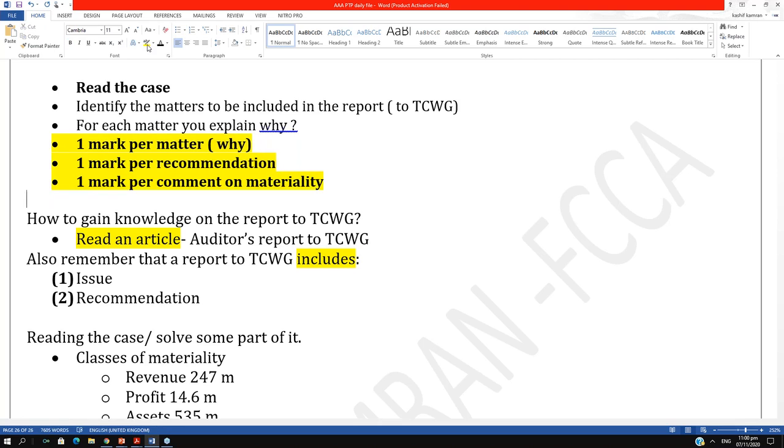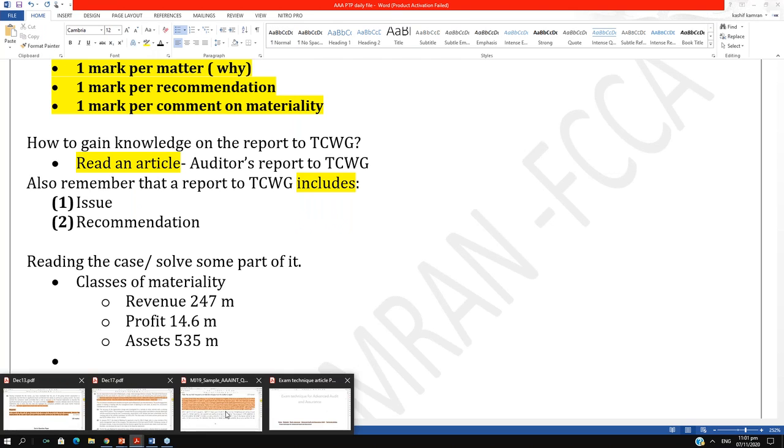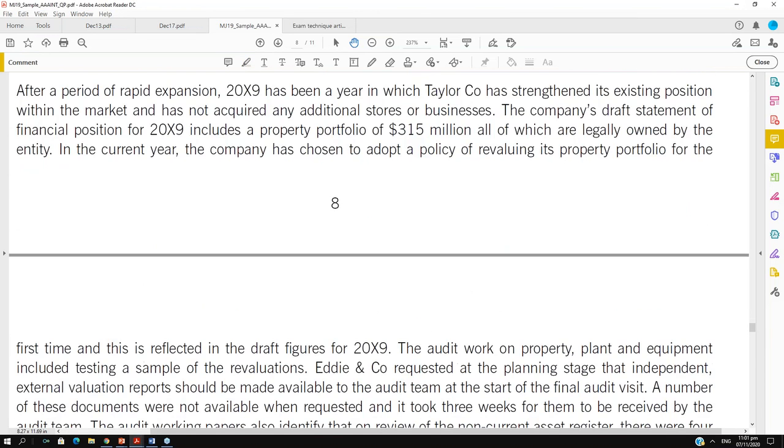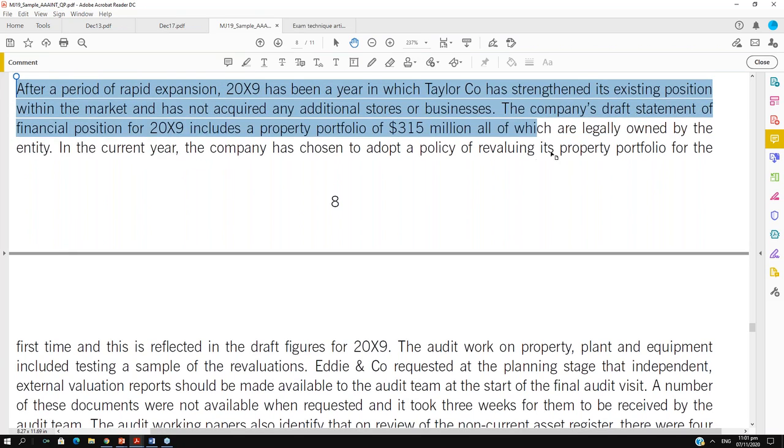Is everyone clear with the yellow on your screen? 1 mark per matter, 1 mark per recommendation and 1 mark per comment on materiality in an audit report to those charged with governance, right? Okay, let's see if we have the first problem to write and explain. You go down further in the June 19 paper and you read this. Okay, please read it till here because I need to shift the page. I don't have space. So just read this paragraph in orange.